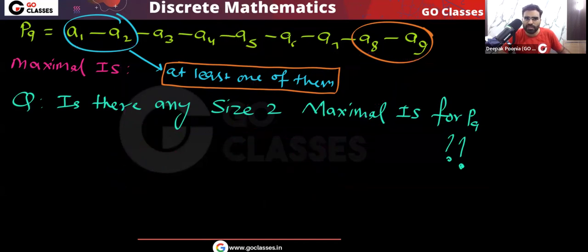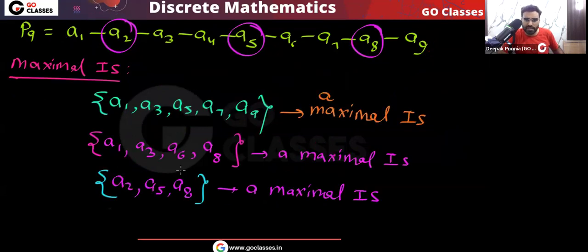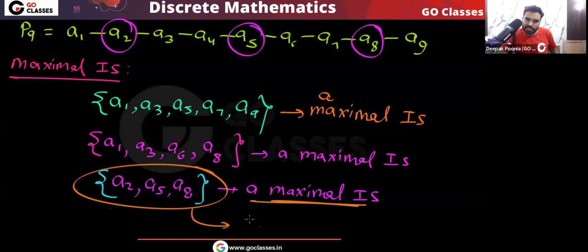So very simple point: at least size 3 I need. Is this clear? So is there any size 2 maximal independent set? The answer is no. So finally, the size 3 independent set that you created, A2, A5, A8, is a maximal independent set, and this is the smallest.